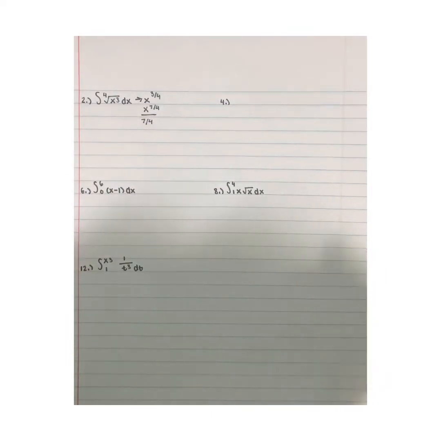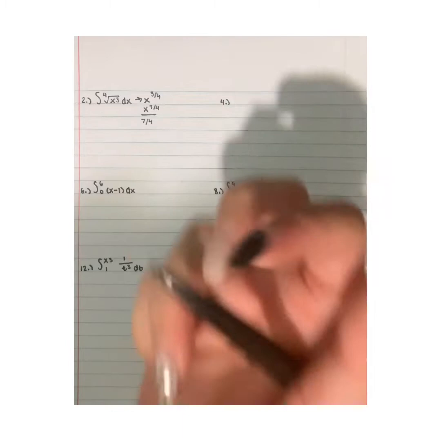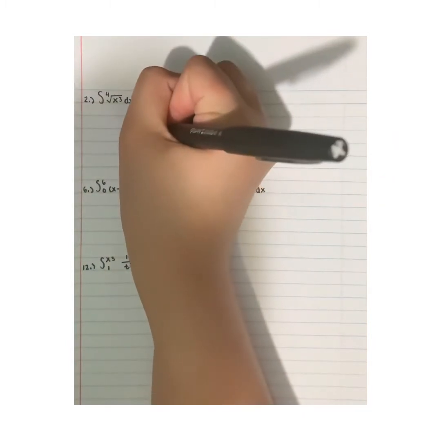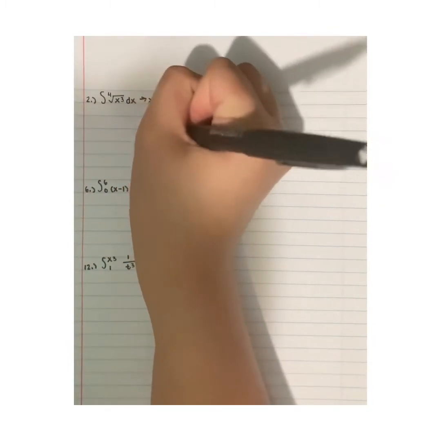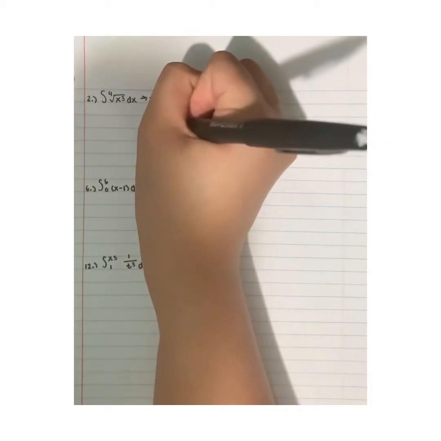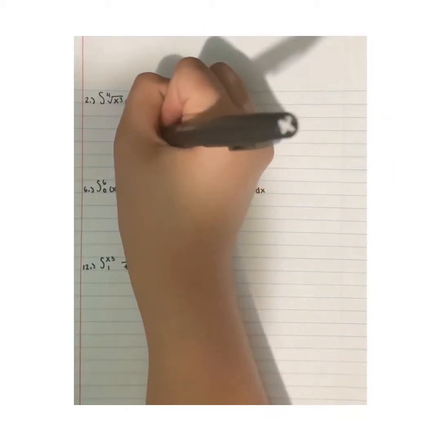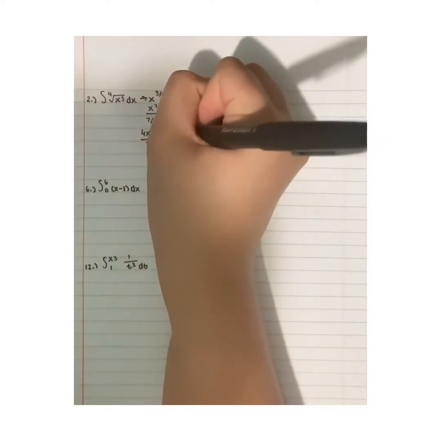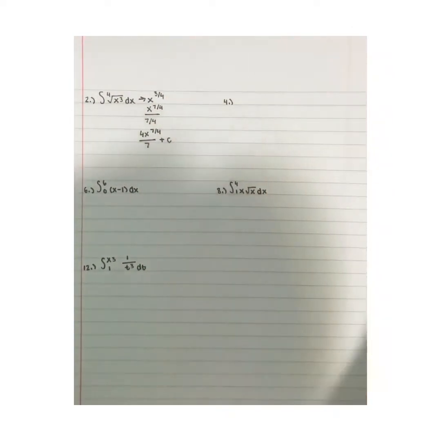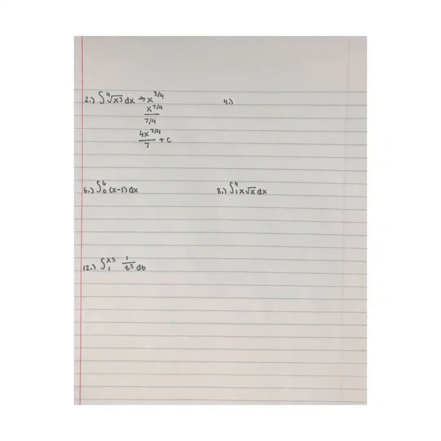From there, you basically just want to simplify, and once you simplify this problem down, it comes to 4x to the power of 7/4 over 7 plus c, as the constant. And so I'm going to move on to the next problem.